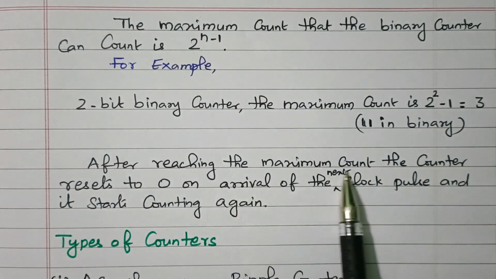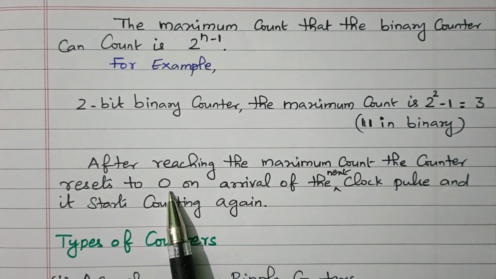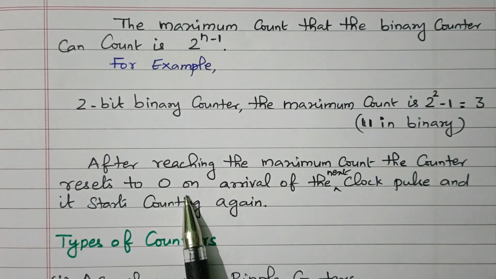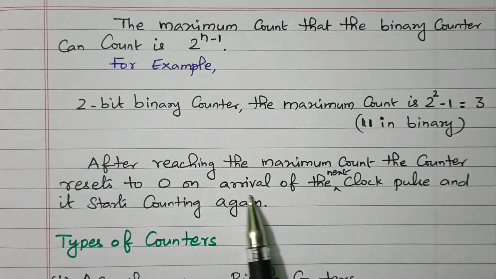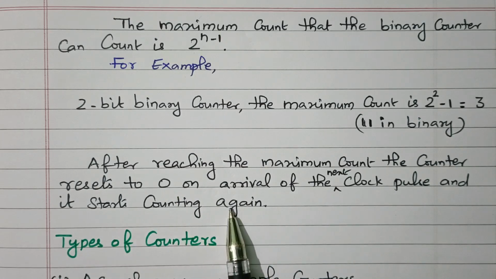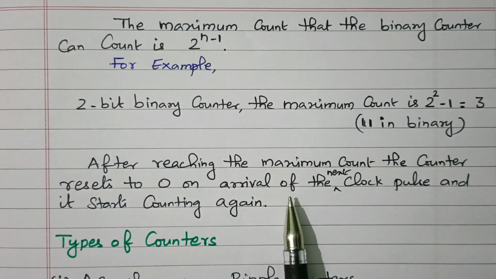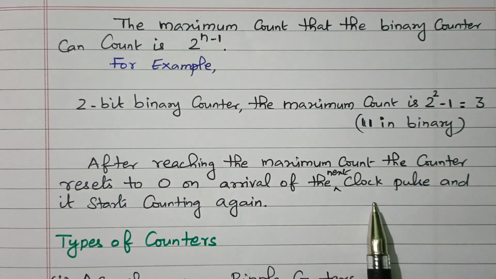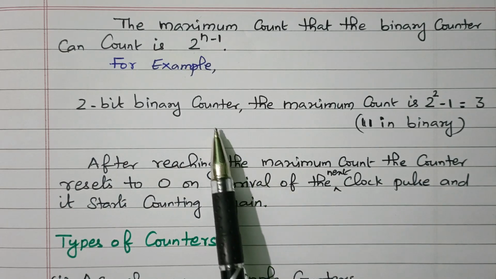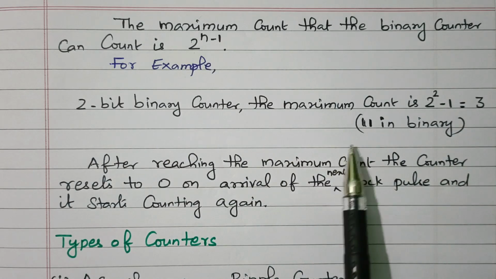After reaching the maximum count, the counter resets to 0, right? After reaching it, it will again reset to 0. Again it will start from 0 on arrival of the next clock pulse, and start counting again. So a 2-bit counter means it's 0 first, and thereafter we have 01, 10, 11. 3 states, excluding 0. There are 3 states, so totally 4 states are there, right?